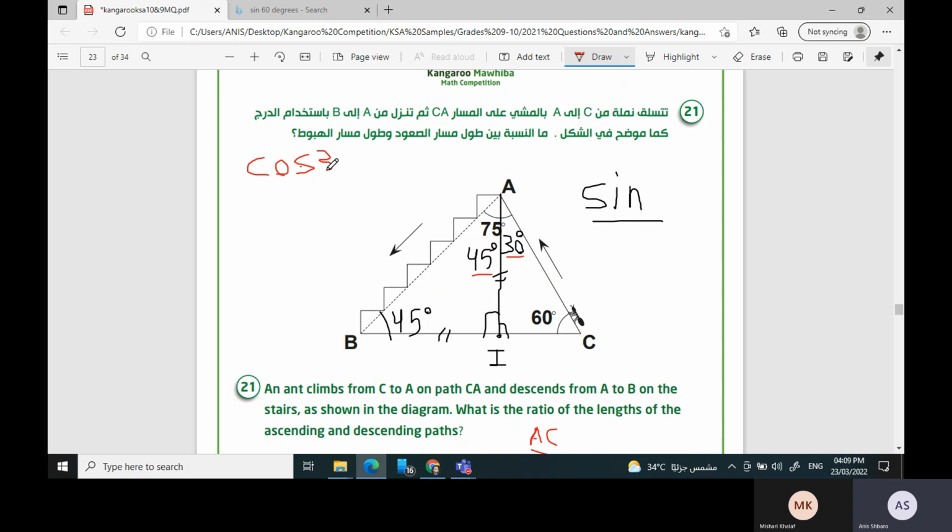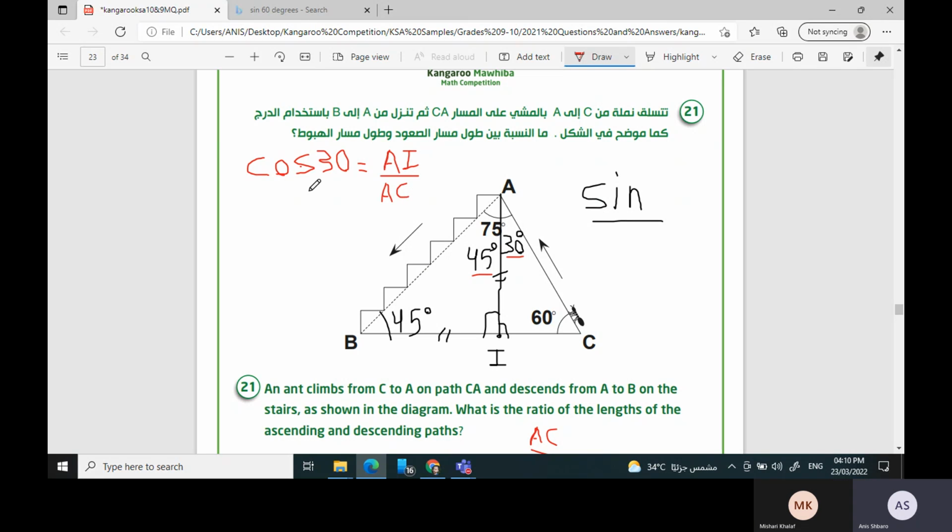Cosine 30 is equal to the adjacent over the hypotenuse. So AI over the hypotenuse, which is AC. Right? Hypotenuse is every side facing the 90 degrees, so in this big triangle, the side facing the 90 degrees is AC.